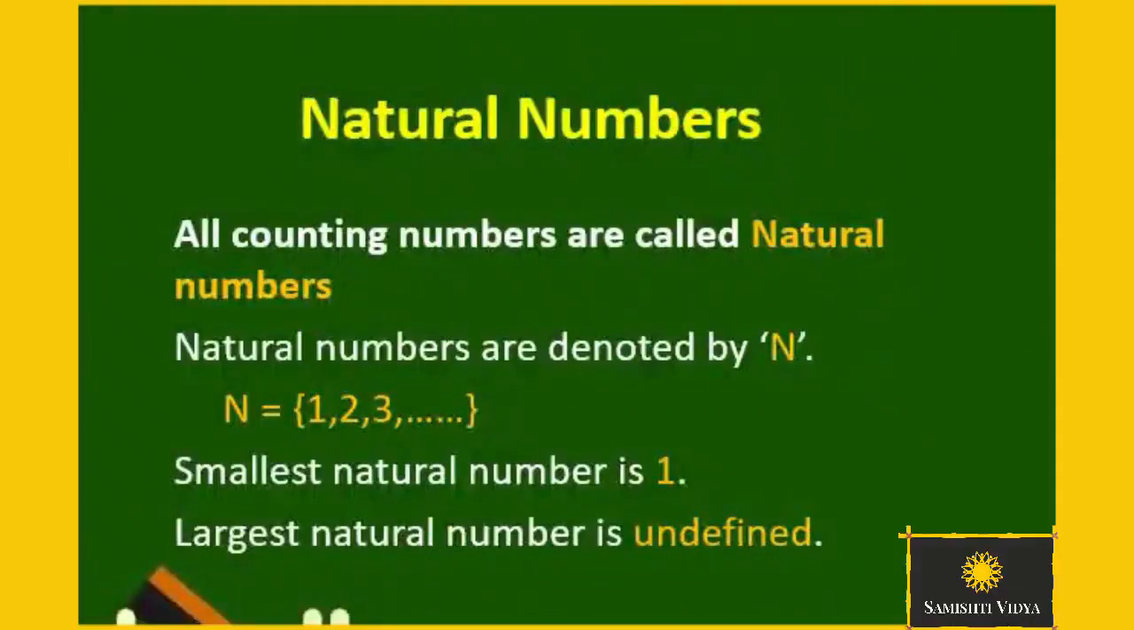The first type of number systems is natural numbers. So what are natural numbers? All the counting numbers are called natural numbers. They are denoted by capital N. As we all know, the smallest natural number is 1 and the largest natural number is undefined.